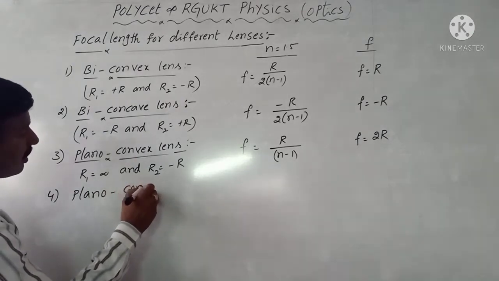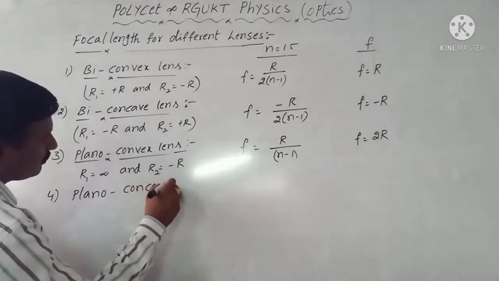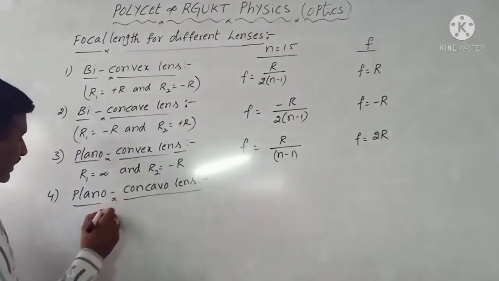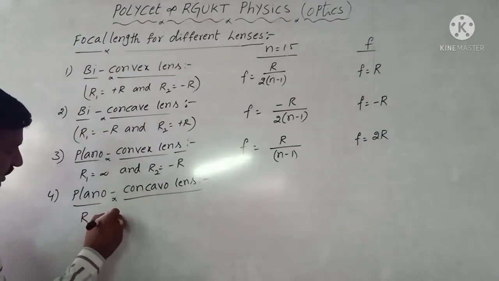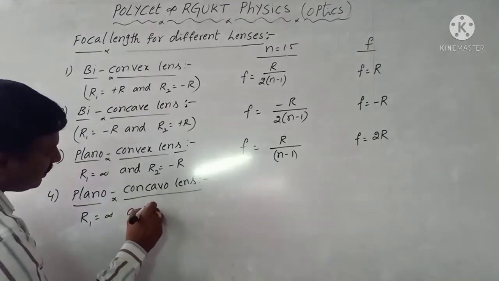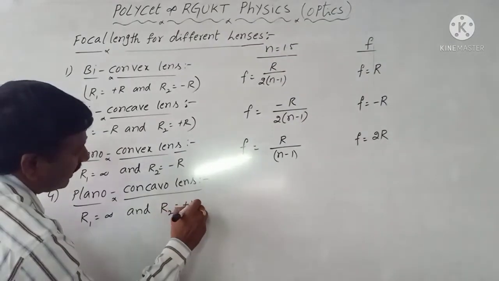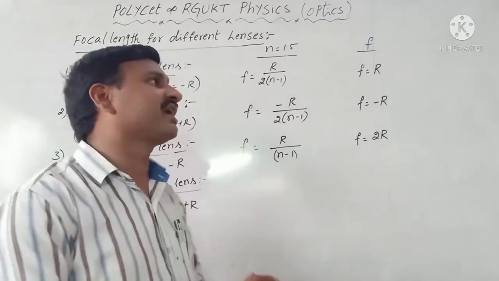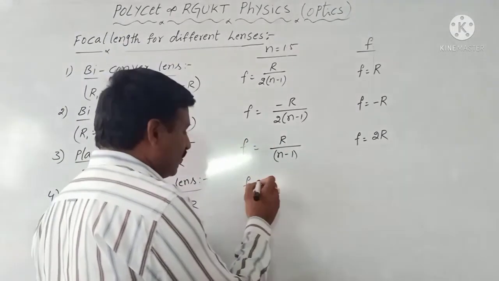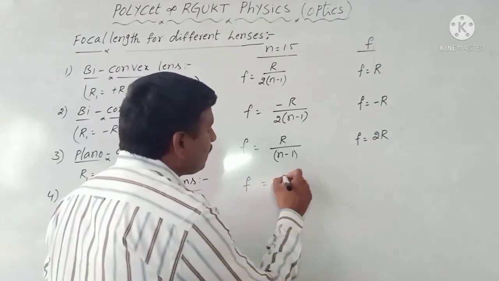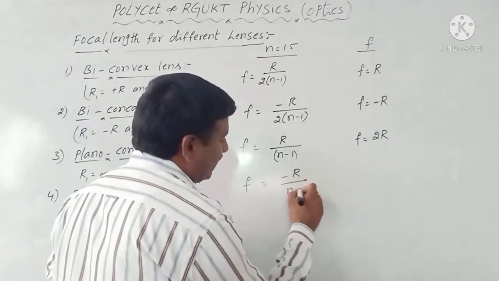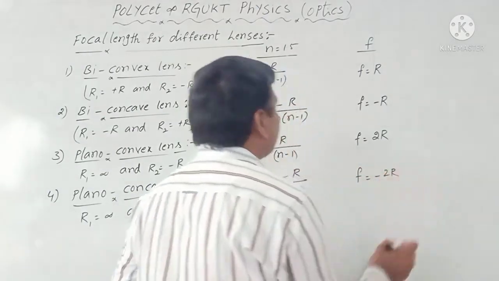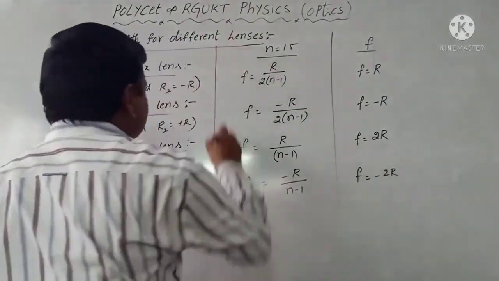And next one is plano-concave. For the plano-concave lens, again R1 is negative infinity and R2 is taken as plus R. Again these two values are substituted in the lens maker formula. So we get the focal length f is equal to minus R by n minus 1. Then f is equal to minus 2R. It is the focal length difference.